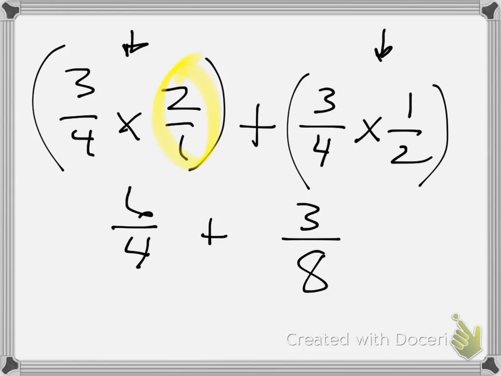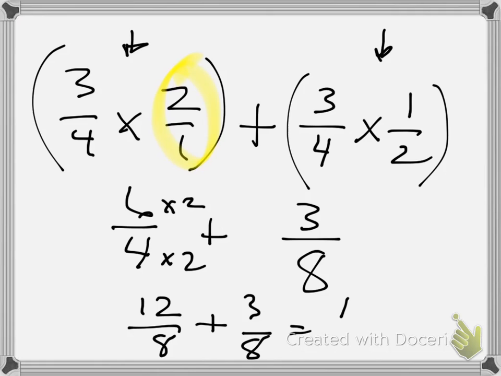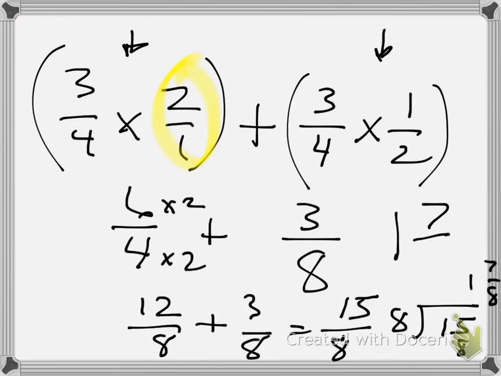Well, I'm going to change this to be 8. And now I have 12/8 plus 3/8. That makes 15/8. And now I'm going to make it a mixed number. 15 divided by 8. And that goes once, 8, and that's 7 left over. So 7/8. My answer is 1 7/8.